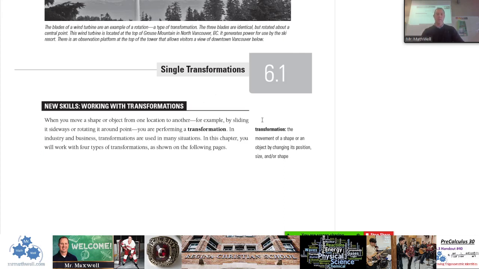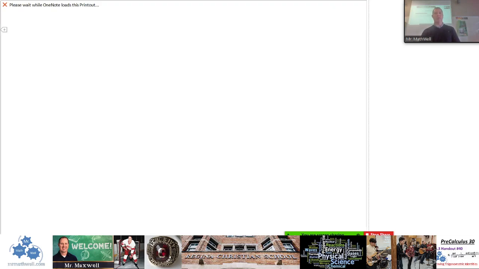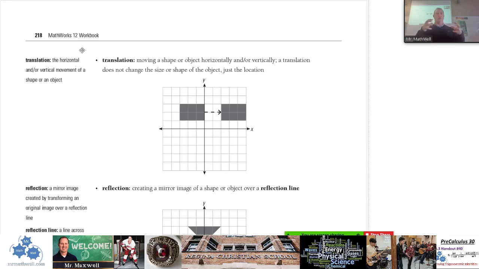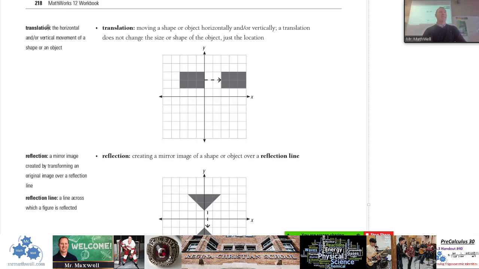So while we do our review, you can certainly highlight some things, or you can be making your cue sheet, okay? So a transformation is the movement of a shape or an object by changing its position, size, and or shape, okay? So that's what a transformation is. It's just making something larger or smaller or moving it, that sort of thing. So there are types of transformations. A translation is when we just move one object from a certain position to another position. So either we're sliding it over or we're sliding it up or down, and that's what a translation is.